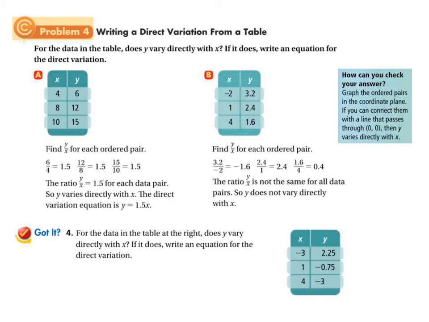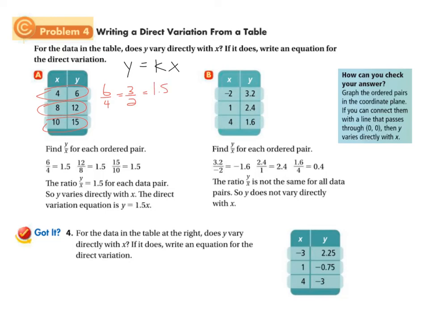Okay, so the way that we check it if we're given a table is they're asking, does y vary directly with x? Is this type of problem? Okay, if it does, then write an equation in the form of y equals kx. Okay, but the trick here is that we will know the k value if we do y divided by x, but it always has to be the same. So let's do it the same every time. Let's take y divided by x, 6 divided by 4. That equals 3 over 2, which if you turned it into a decimal would be 1.5.